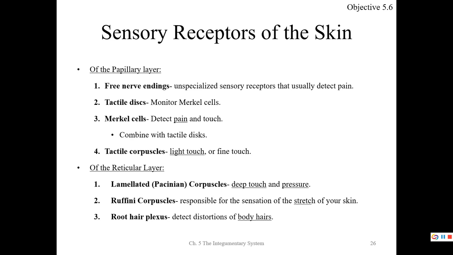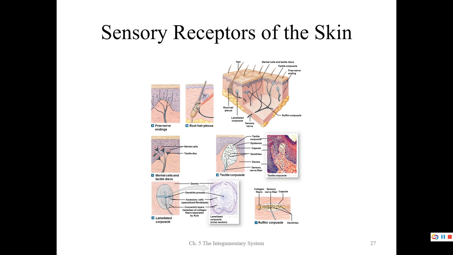In the reticular layer, there's the lamellated corpuscle, sometimes called the Pacinian corpuscle. They do deep touch and pressure. Ruffini corpuscles are responsible for the sensation of stretching of your skin. And root hair plexus detects any distortions of body hairs. You pull a hair, or a hair gets moved by a bug, the root hair plexus is to detect that. And here you can see free nerve endings, root hair plexus, Merkel cells with a tactile disc, tactile corpuscle, lamellated corpuscle, and Ruffini corpuscle.